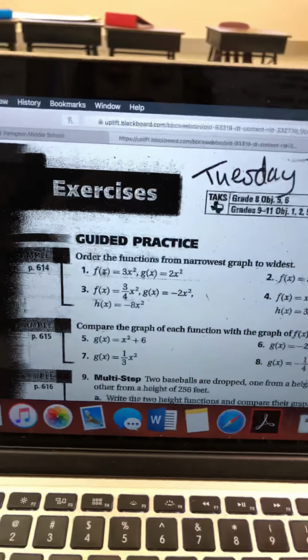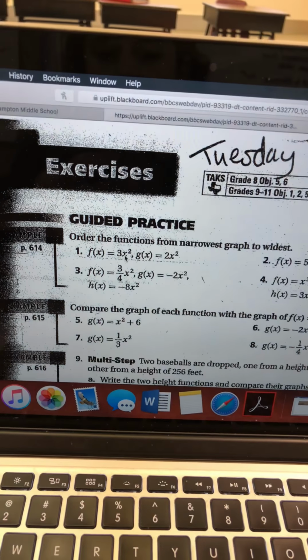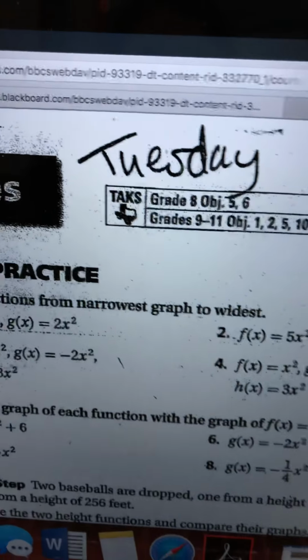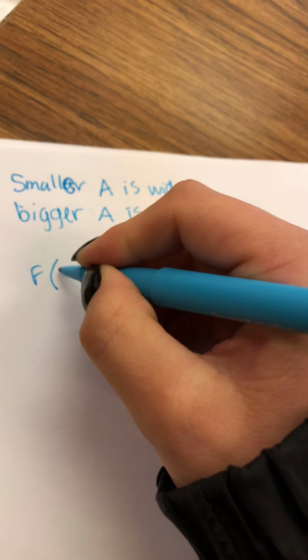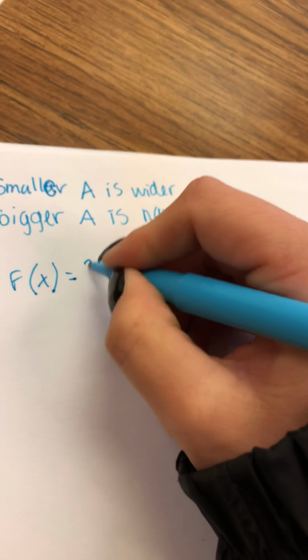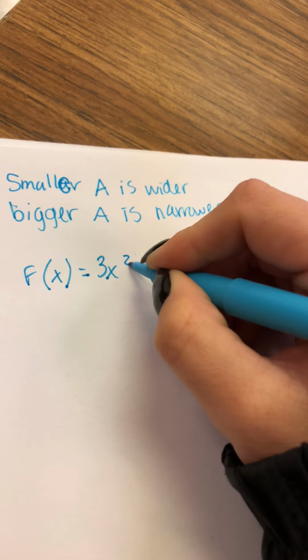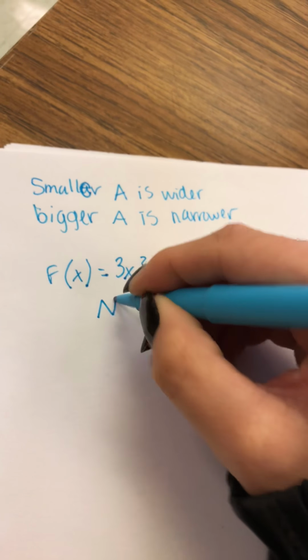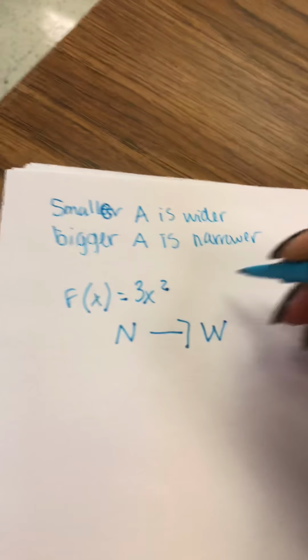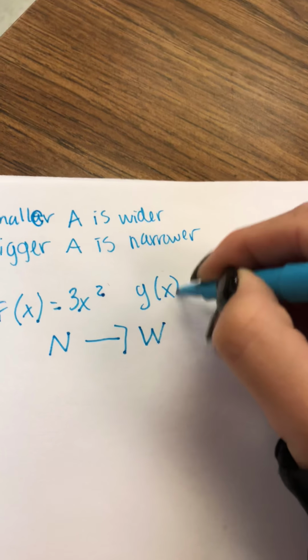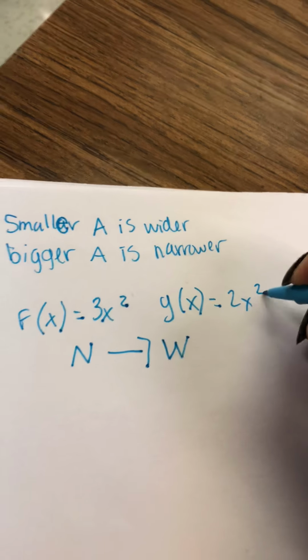Okay, so I go back to our worksheet and I see I graphed 3x first. That one is narrower. It told us to go from narrow to wide. So the first one, I should list it. F of x is equal to 3x squared. This is the narrower. It goes to the widest. G of x equals 2x squared.